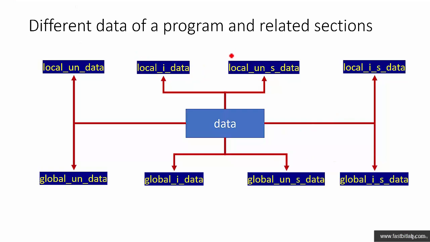And now next, how about local uninitialized static data? A local static variable is a kind of global data, but it is private to a function. That's the reason it is treated as a global variable. But since it is uninitialized, it would occupy the BSS section. How about local initialized static data? Again, as I said, it would be treated as global data, but private to a function. And since it is initialized, it would consume the data section.